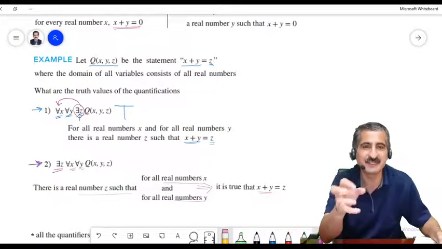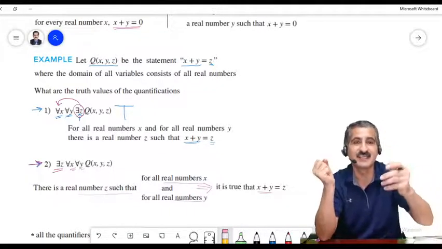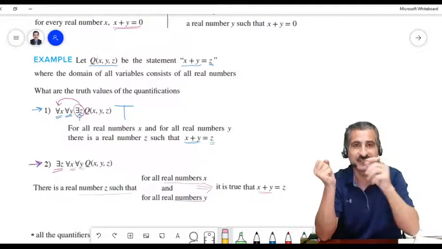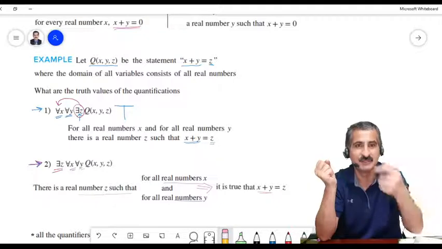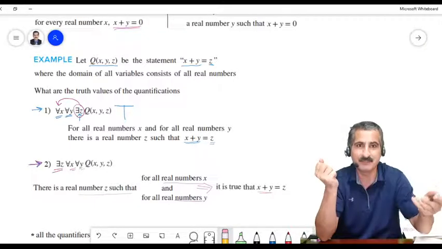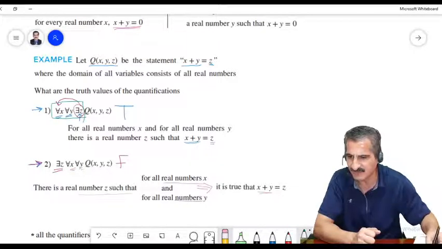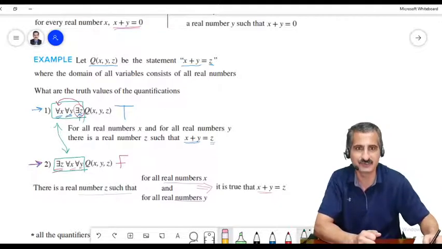Is there a real number z such that if I take any other two real numbers x and y, then I add them, I get z, then I do it again, choose another x and y, add them, get the same z, and again? Apparently this is false. So what this example helps us understand is that changing the order of quantifiers has changed the truth value of the propositions that consist of nested quantifiers.